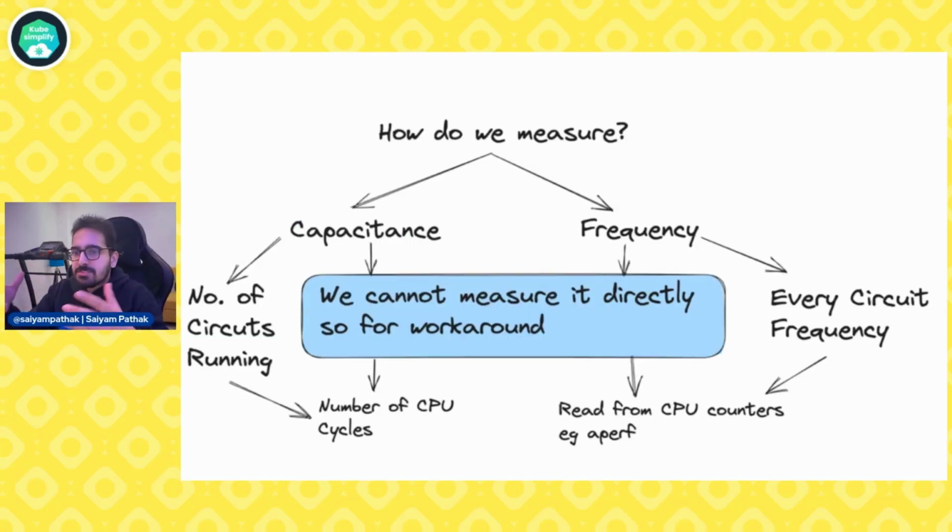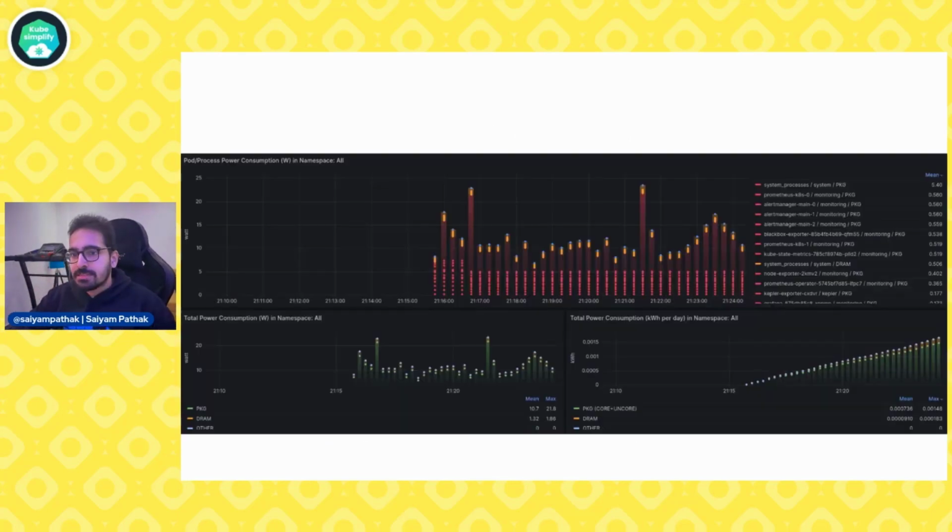How are we measuring? This is what I was telling when we were first discussing this, like reducing the number of heavy CPU cycles. Usually it is measured by capacitance and frequency, but we cannot measure it directly. So as a workaround, for capacitance, meaning the number of circuits running, we count the number of CPU cycles when we are talking about software running on hardware. And frequency is every circuit's frequency, which we calculate by reading from CPU counters like the APERF counter and things.